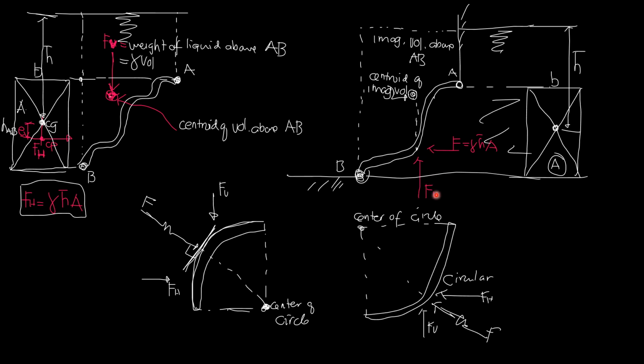And how to solve for FV? It is the same: specific weight of liquid times volume of liquid above AB, although there's no liquid, only imaginary liquid above AB. So this is the imaginary volume above AB. Therefore, FV passes through the centroid of the volume above AB. And because the volume has this shape here, and perpendicular to the screen it is B, the volume is just this area times B.